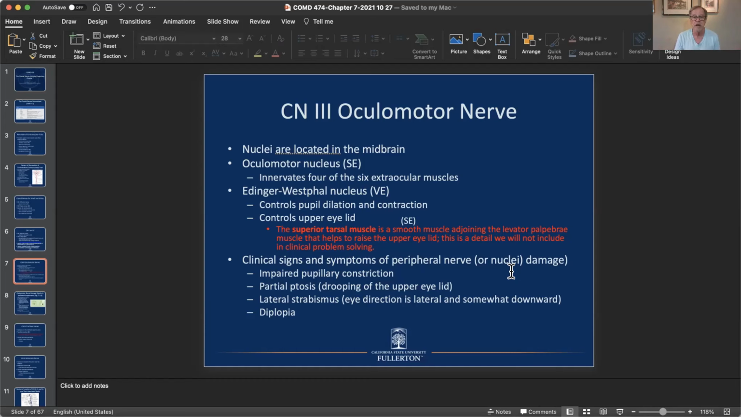Along with any strabismus goes what's called a diplopia, double vision. Makes sense. If your eyes are not aligned, you're going to see two different things, and you're going to have double vision.